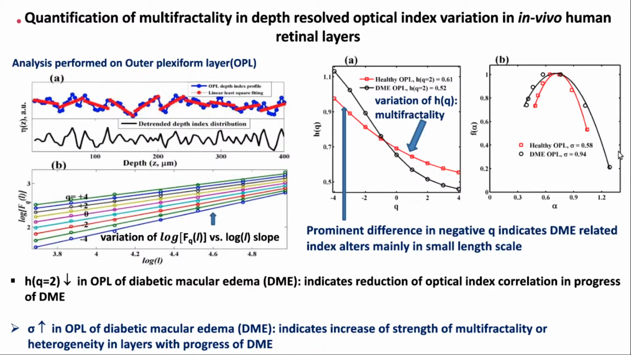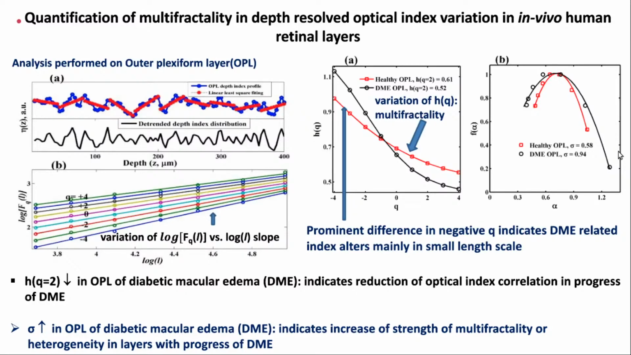Here you see for the healthy OPL layer, the sigma value is 0.58. Whenever you go to the DME-affected layer, the value is 0.94. That means the tissue surface heterogeneity is increasing, like the earlier cases. Because due to progress of diabetic macular edema in the retinal layer, at the submicron level broken collagen fiber is there. Whenever you progress from healthy to disease, the broken collagen fiber phenomenon becomes more prominent, so surface heterogeneity increases.